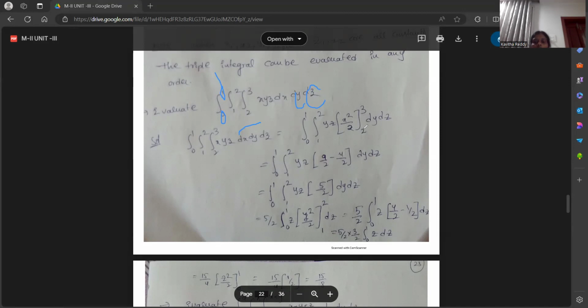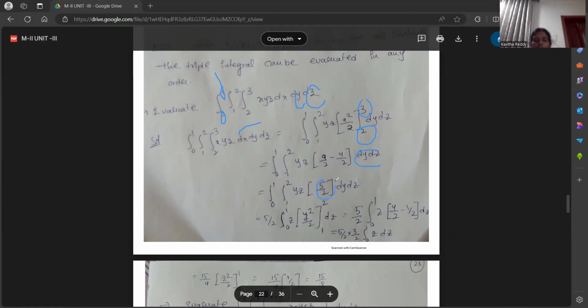Integrating x, you get x square by 2. Apply the limits: the upper limit is 3 and the lower limit is 2. Then you'll get 9 by 2 minus 4 by 2, dy dz. Applying the limits, you get 5 by 2.